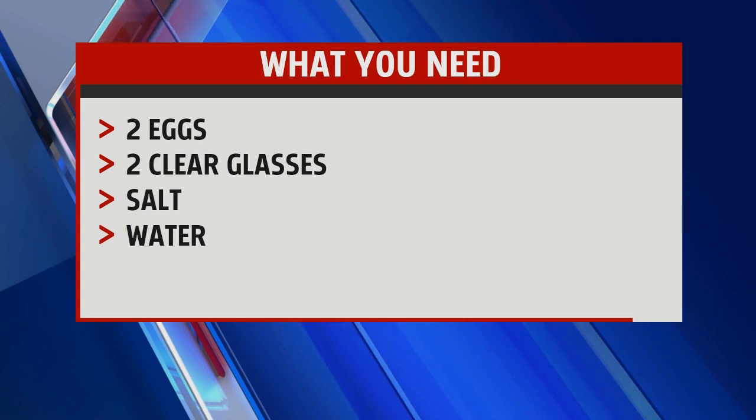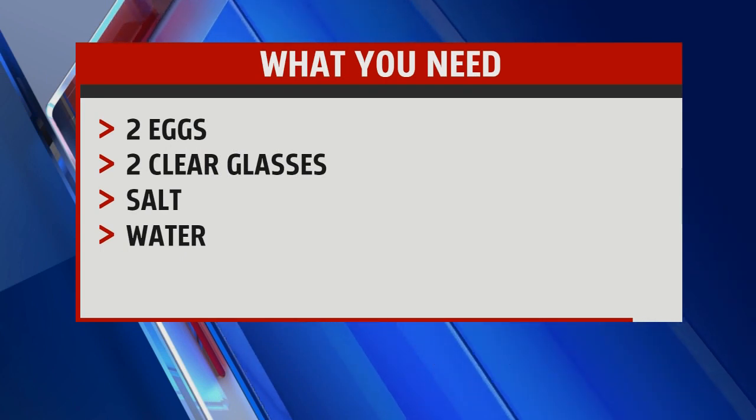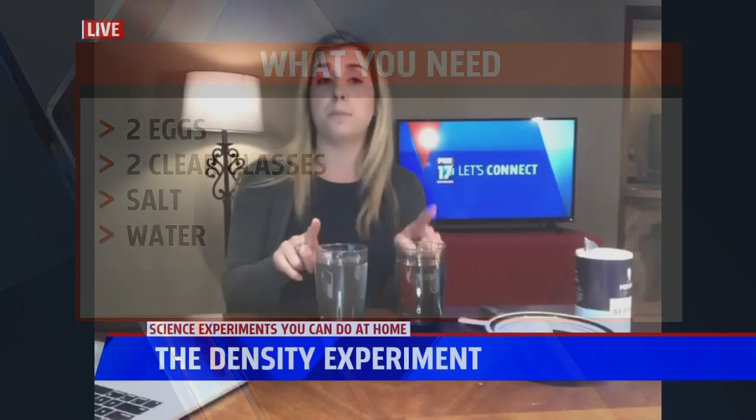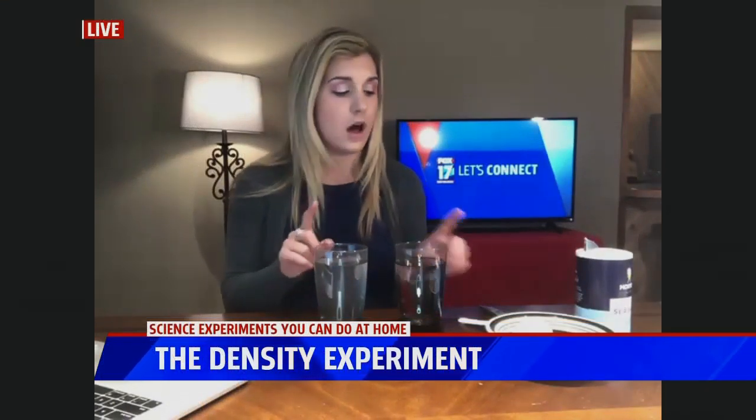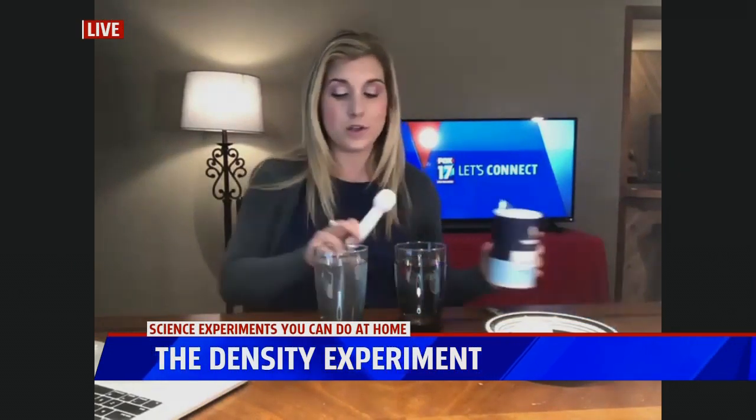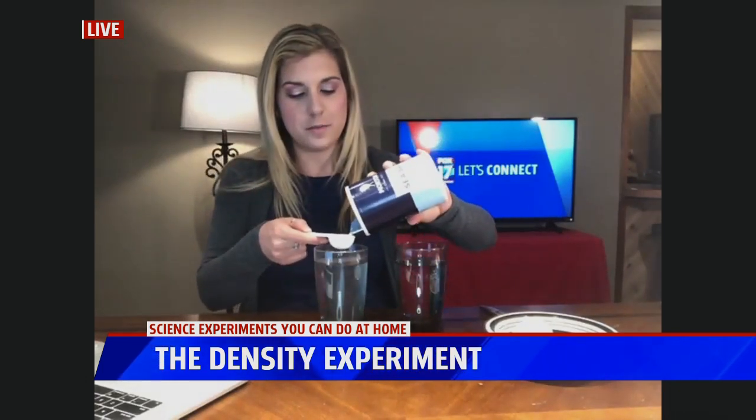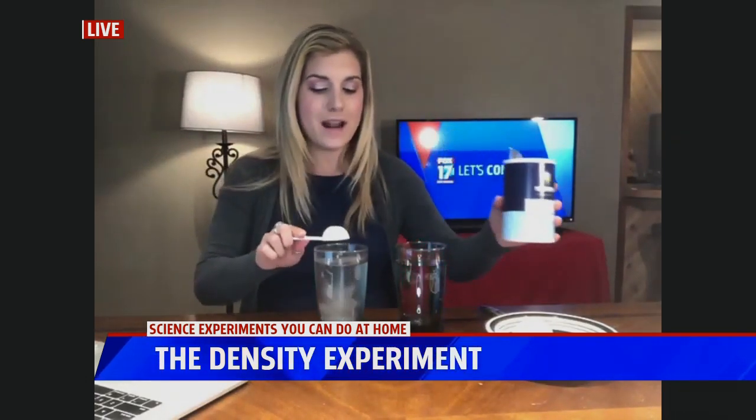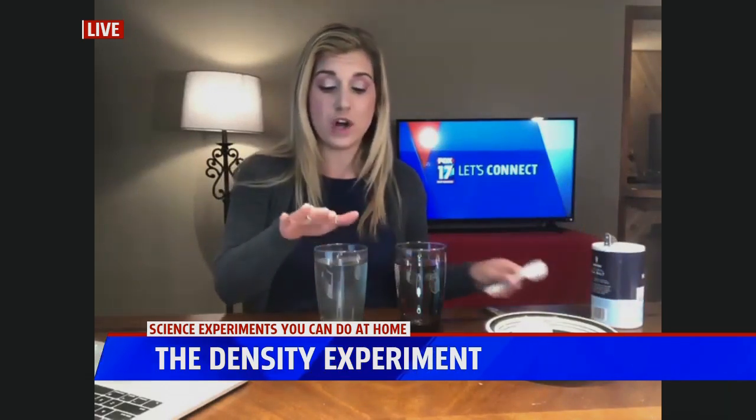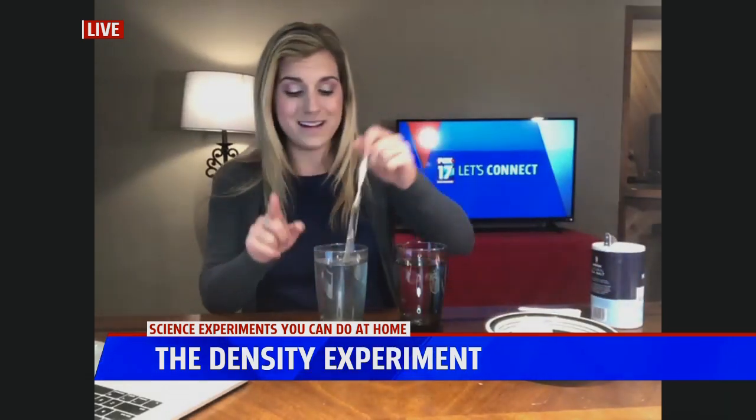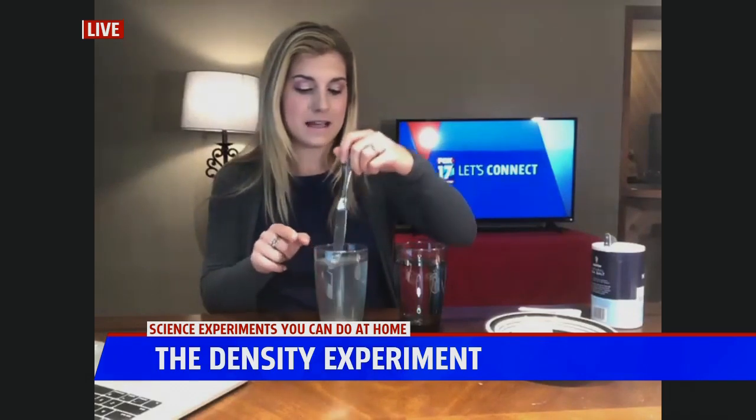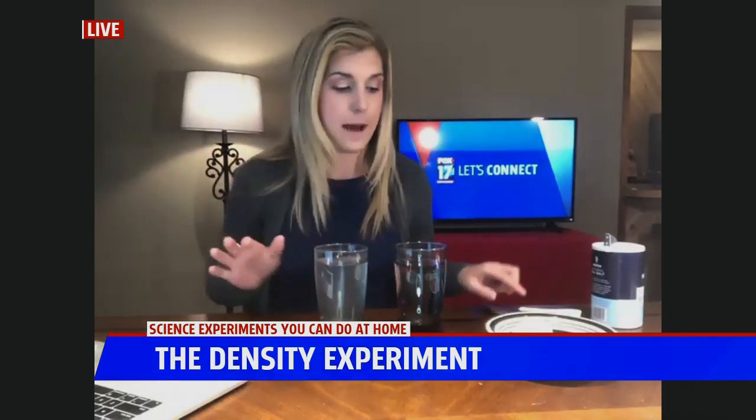First, 2 eggs, 2 clear glasses, salt, and water. So you want to fill up both glasses about 3/4 of the way, really almost full of water. Now I've already done this, but you want to add 5 to 6 tablespoons of salt. So we'll add another little bit here just for good measure. But you want to add that 5 to 6 tablespoons of salt to your 1 glass and mix it together. So now your other glass is just pure normal tap water.